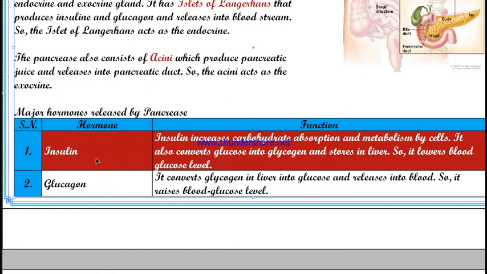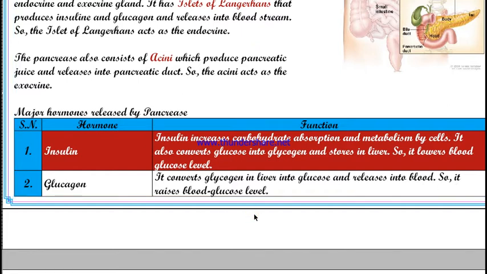In the case of liver cells, insulin causes conversion of glucose into glycogen. Insulin converts glucose into glycogen in the liver cell, and this glycogen is stored in the liver itself. So overall, insulin decreases blood glucose level. Remember, this point is going to be very useful. On the other hand, glucagon is just the opposite of insulin. Glucagon converts glycogen in the liver into glucose, and that glucose is released into the blood, so it raises blood glucose level.